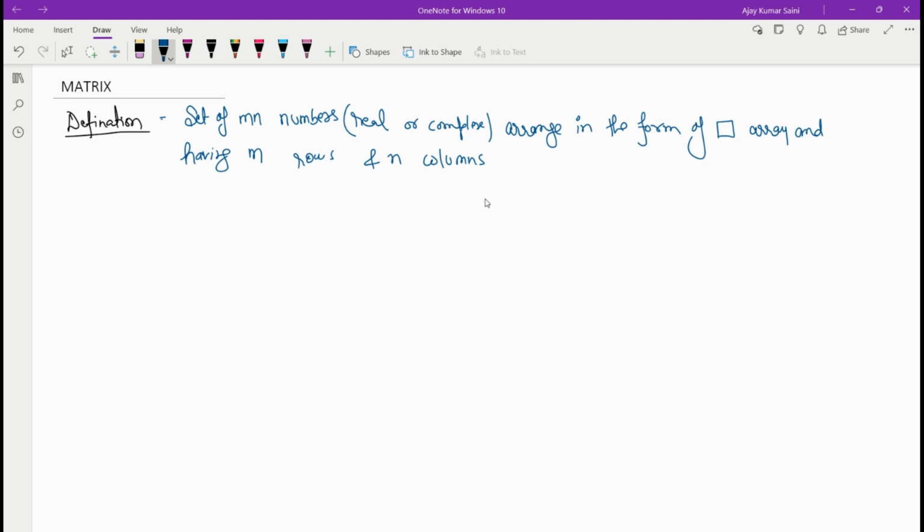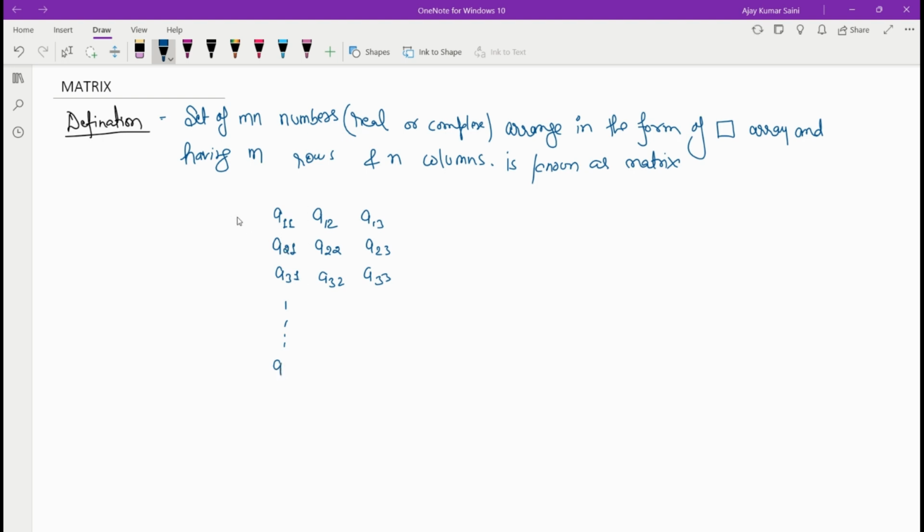So it is known as a matrix. I can write it as an m by n matrix, which is real. I can write it like a11, a12, a13, a21, a22, a23, a31, a32, a33, and so on.